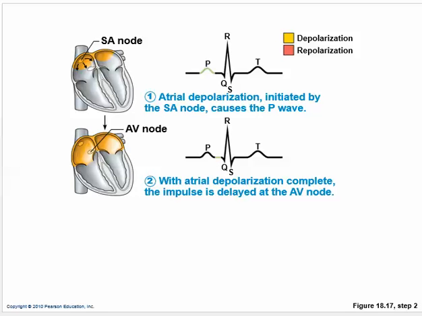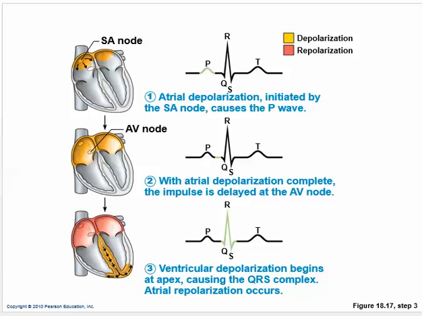So once the entire atrium is depolarized, the AV node has a small delay before it depolarizes, and so this ends up as the space between the P and the Q of the QRS complex. This is the time when the atrium is actually in systole, atrial systole, pushing blood into the ventricles.